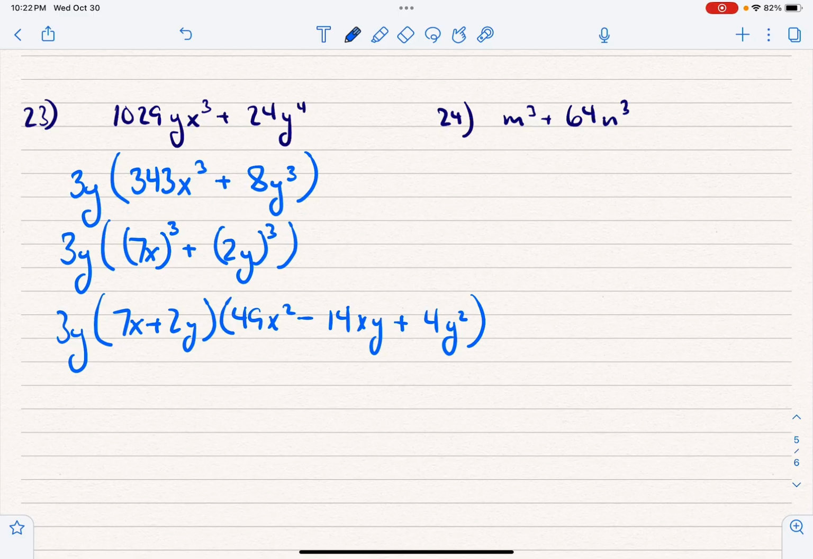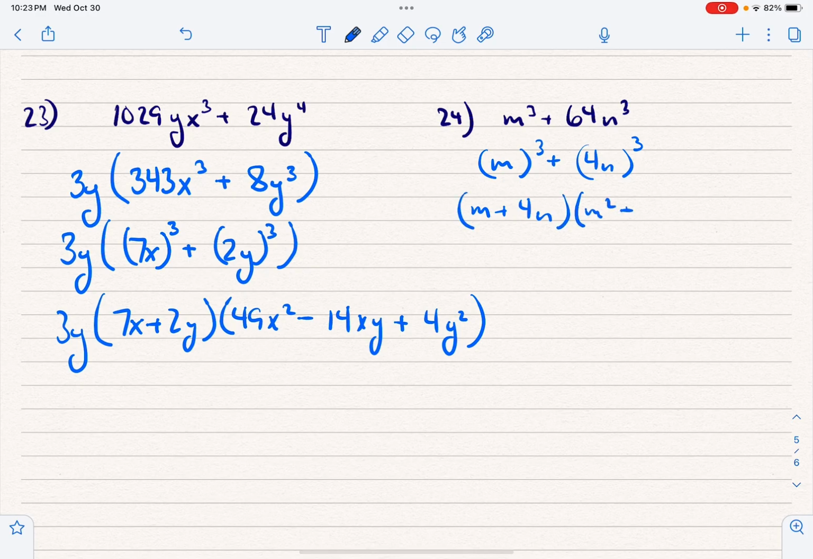All right, and then the last one's really easy. This is just m cubed plus 4n cubed, and so it is m plus 4n times m squared plus 4mn plus 16n squared.